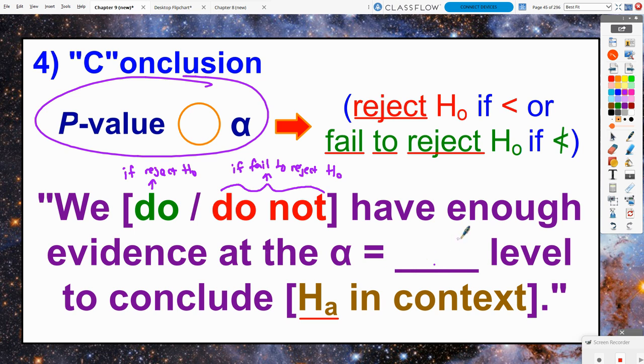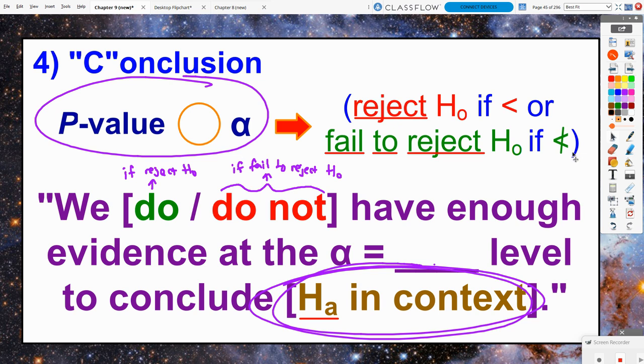And then again, you tell me what that alpha level is. Don't just leave it blank here. Tell me it's 0.05, it's 0.01, it's 0.10. You can list it as a decimal or as a percentage. It doesn't matter. And then again, you have to tell me what is the alternate hypothesis in context.